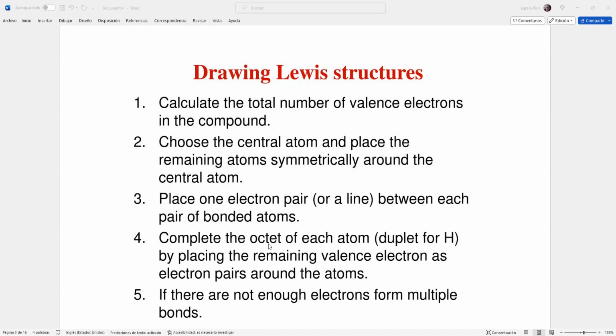And you complete the octet for each atom or the duplet for hydrogen by placing the remaining valence electrons as electron pairs around the atoms. If there are not enough electrons, you have to form multiple bonds. Well, let's see some examples, and this way you will understand better.